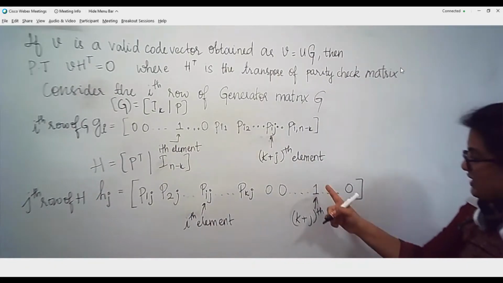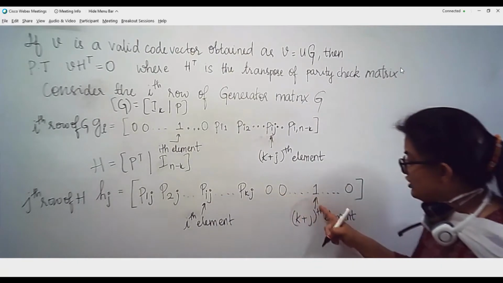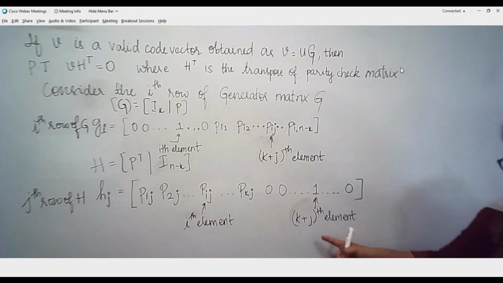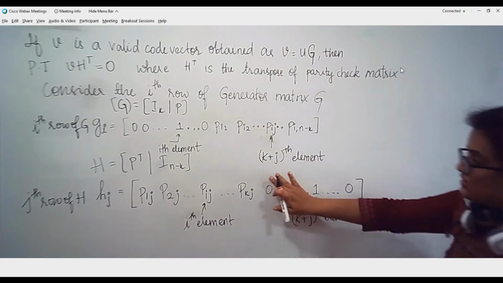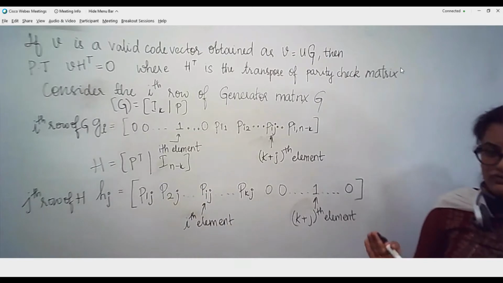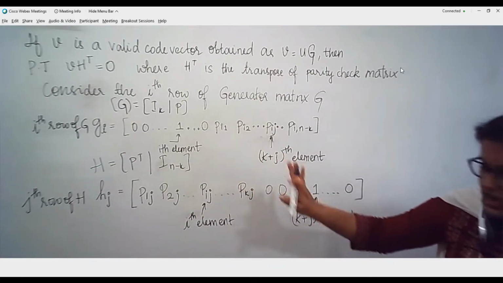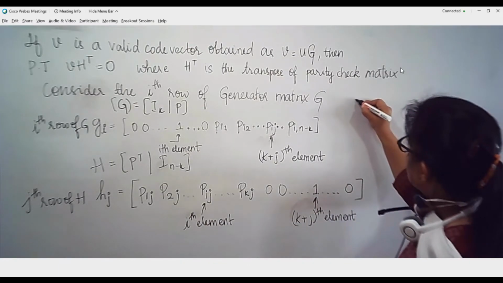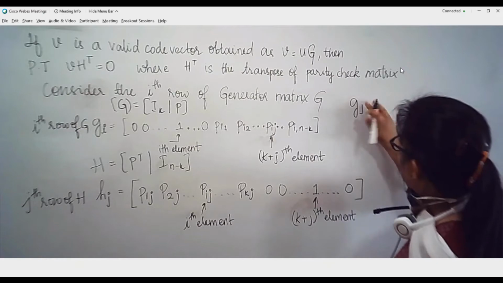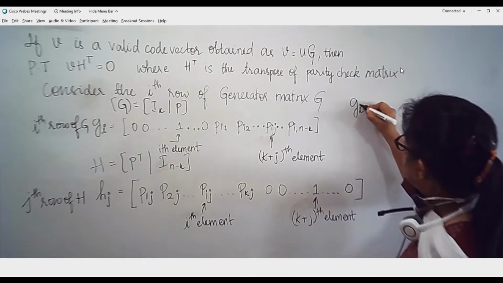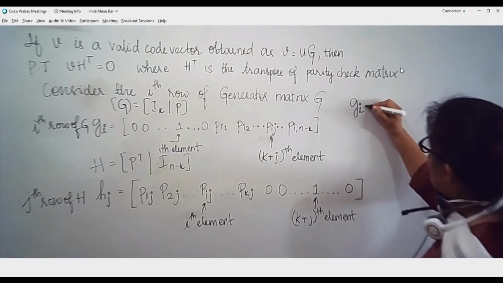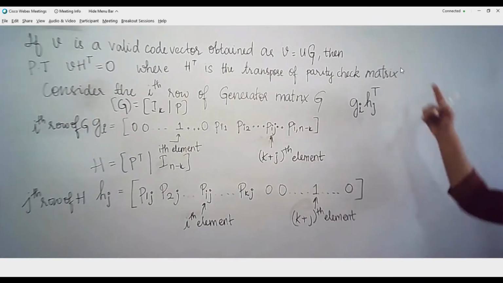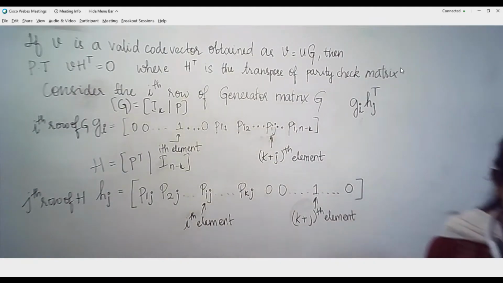Okay, I am mapping this 1 after j number of columns from the parity matrix elements. So this is the k plus jth element. These are the two rows that I have obtained from the generator matrix, and then one of the rows from the parity check matrix. Now I am going to multiply G suffix i with the transposed version of this row, that is H suffix j transpose.